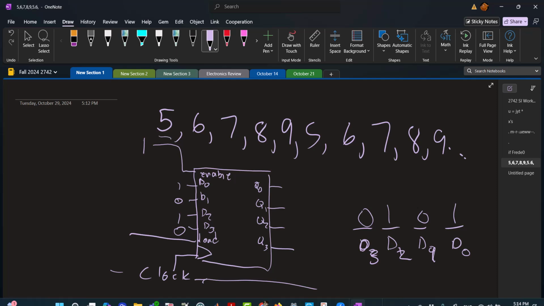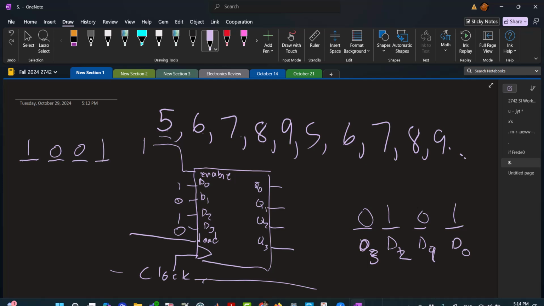Once it loads 5, it will count on its own. That's its job. You don't have to make it do that. So once it loads 5, it'll count 5, 6, 7, 8, 9. You don't have to worry about that part. That's done. What you have to worry about is getting it to stop at 9. So to stop at 9, you need to figure out what the number 9 looks like. 9 looks like 1, 0, 0, 1.